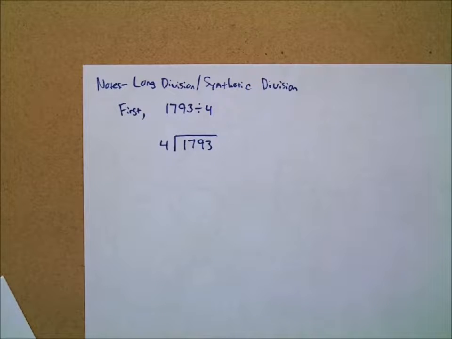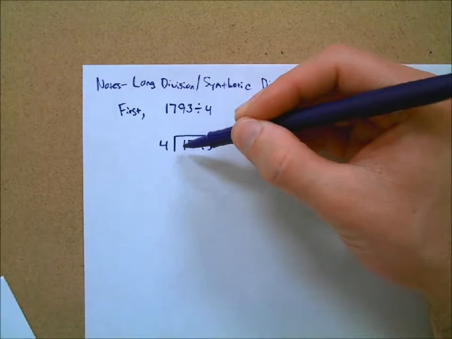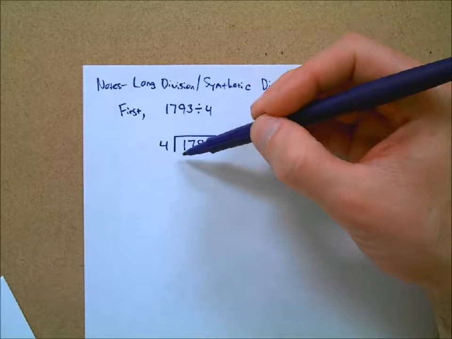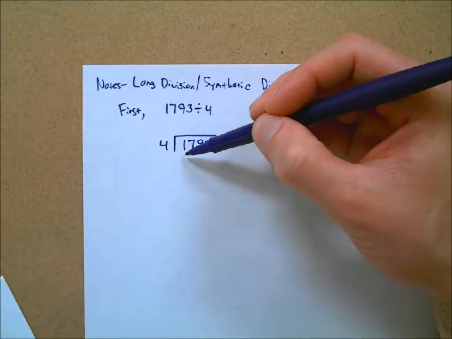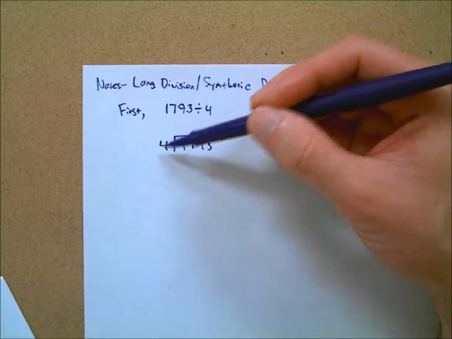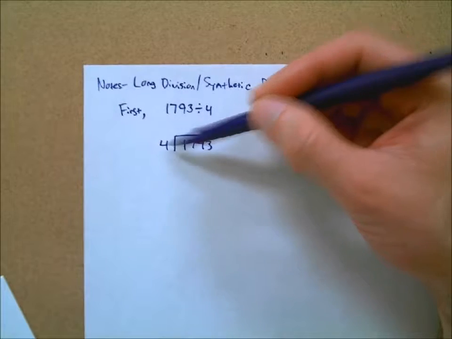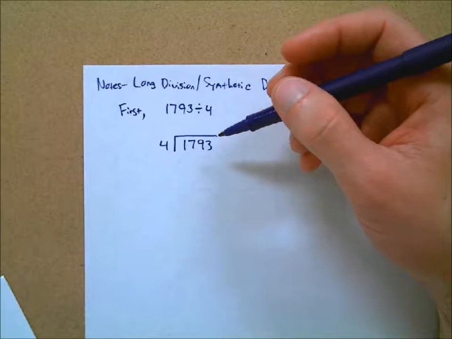The way we work out this algorithm is we start with our highest valued place. In this case, it's the thousands place. And we ask ourselves, how many times does 4 go into 1? Or how many times can we divide 1 by 4? And the answer is none, right? It doesn't go into that.